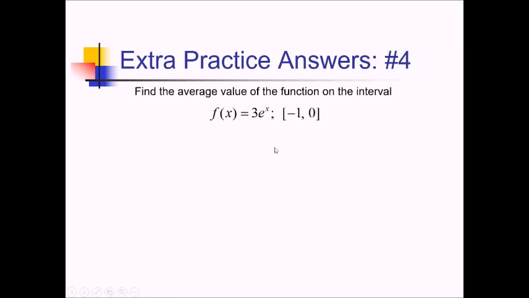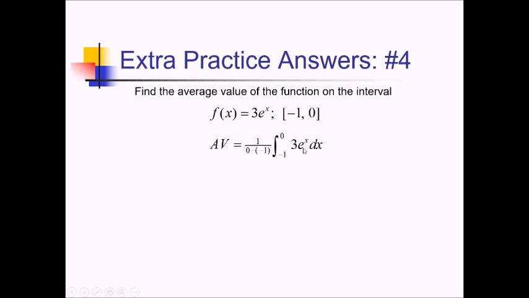To find the average value of 3e to the x over this interval, we're going to start with 1 over the interval length, so 1 over 0 minus negative 1. And that's going to get multiplied by the integral from negative 1 to 0 of the function here, 3e to the x, and then a dx. So this out here is really just 1 over 1, which we can pretty much forget about.